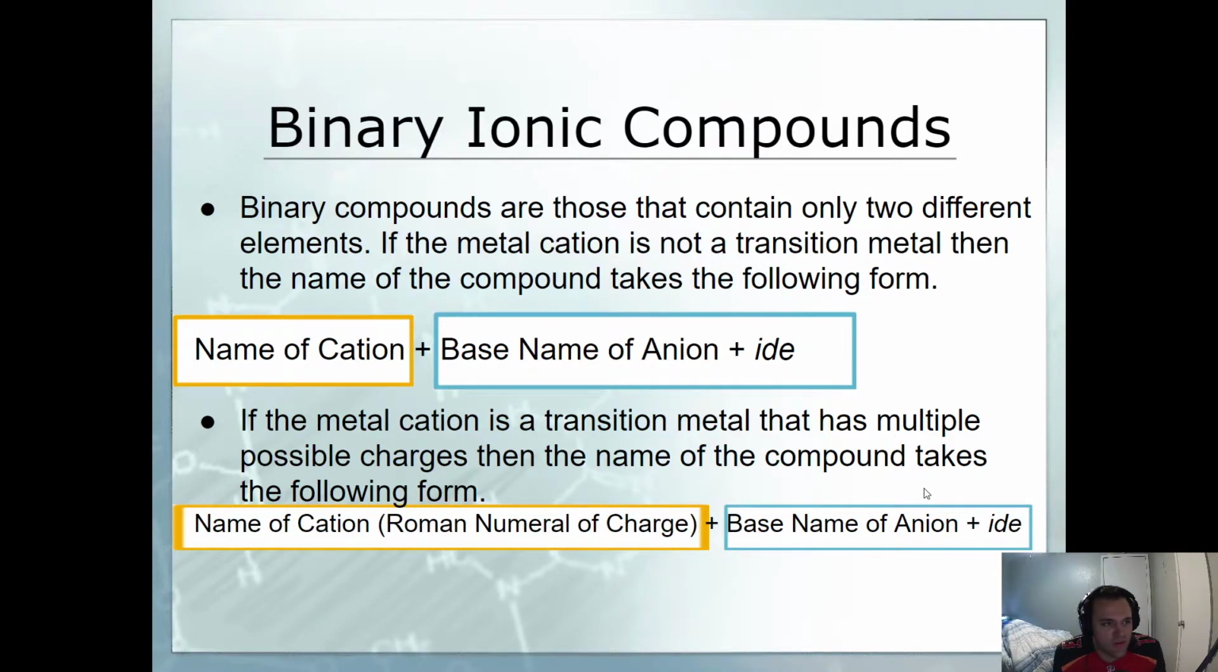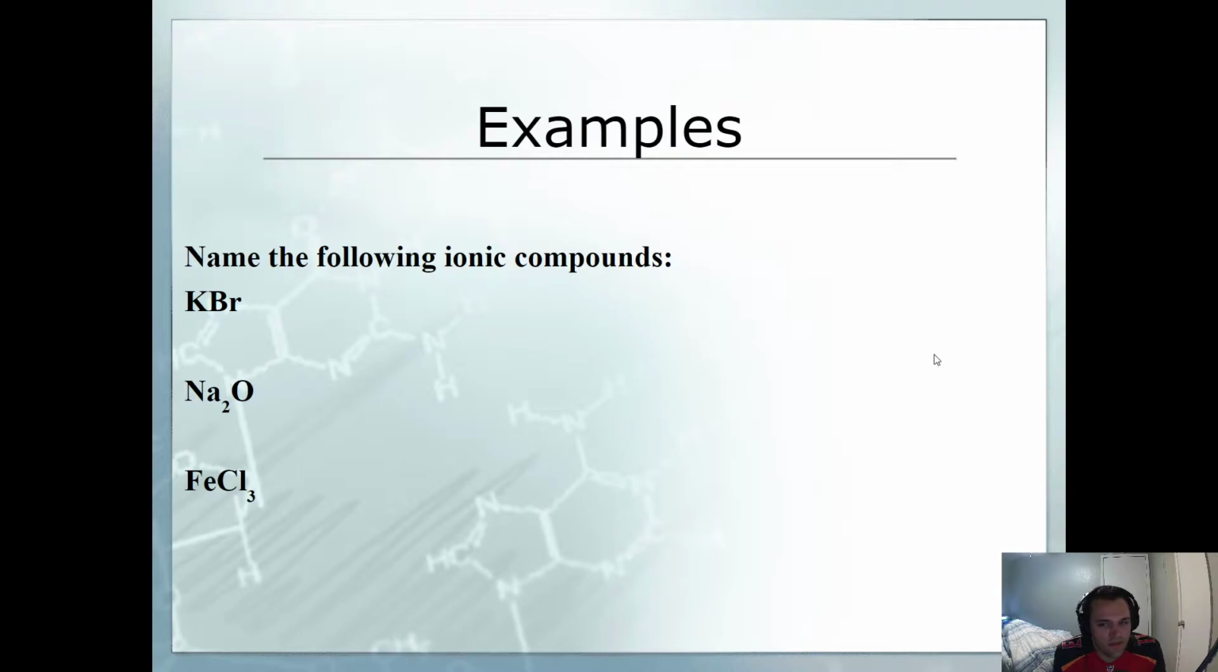All right, so some examples of that are going to look like this. So if we have this, and then you go and open your periodic table, you can see that K is potassium.